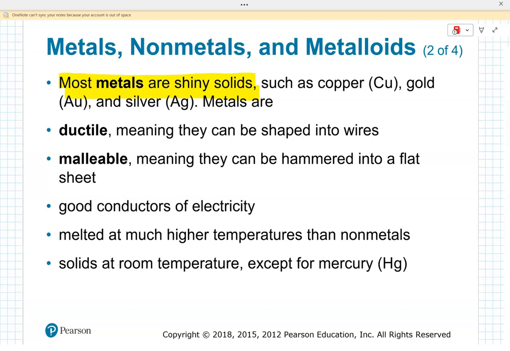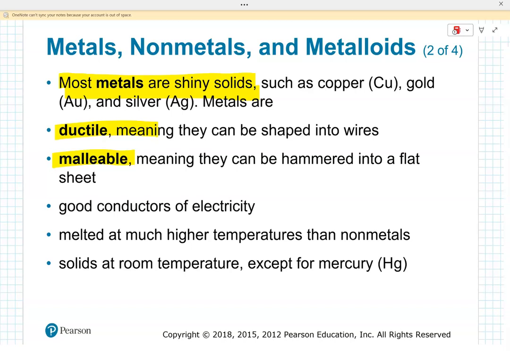Now, one tiny little comment. If you look at number 31, which is gallium, it is a solid at room temperature. If you take it in your hand and hold it, it's going to melt. Its melting point is, I think, 34, 35 Celsius. Metals are also ductile and malleable.